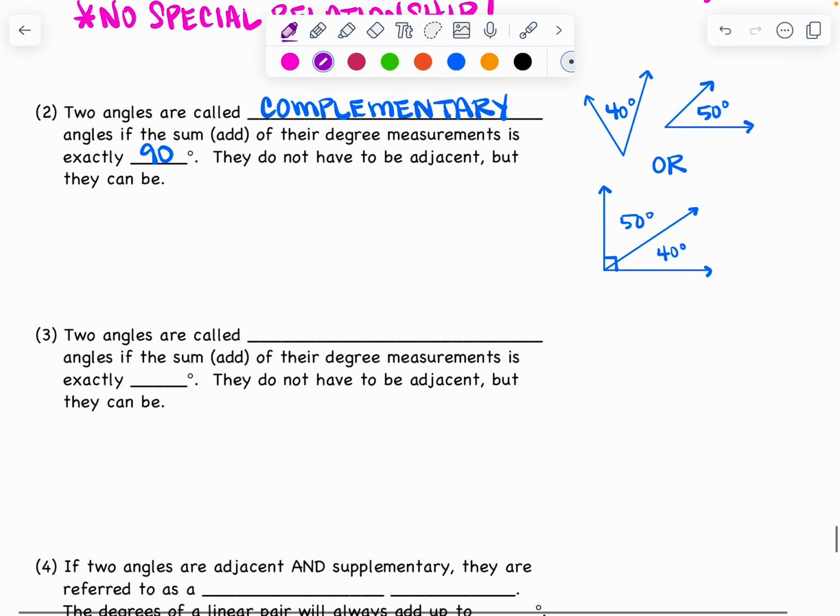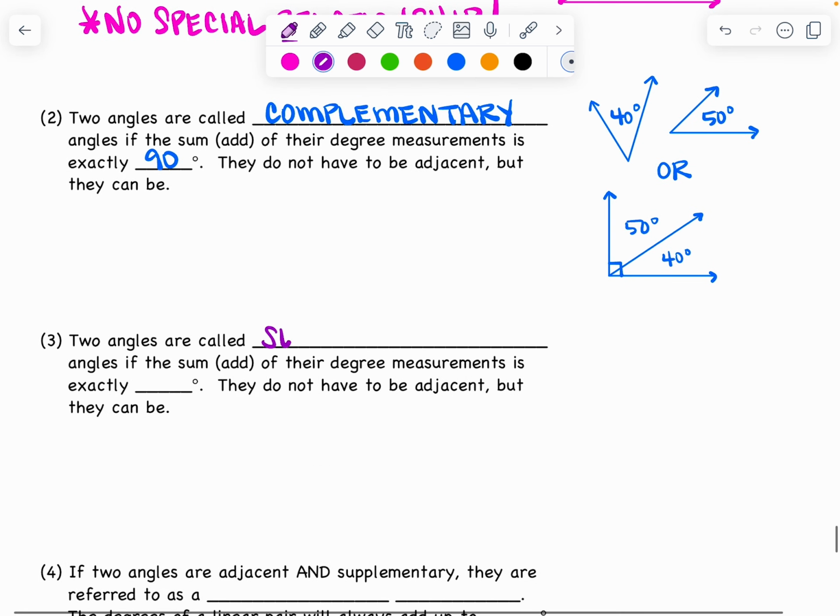All right, our next pair of special angles would be supplementary angles.